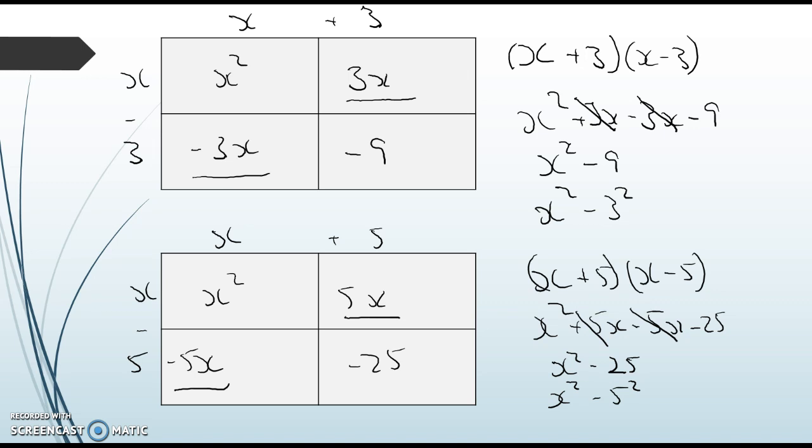But what we actually want to look at today isn't expanding these. We actually want to factorize it. So we want to go the other way. So we want to look at x squared minus 4. Well, 4 is the square number of 2. So we actually have x squared minus 2 squared.